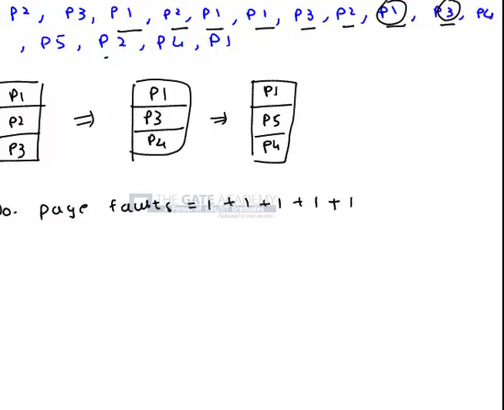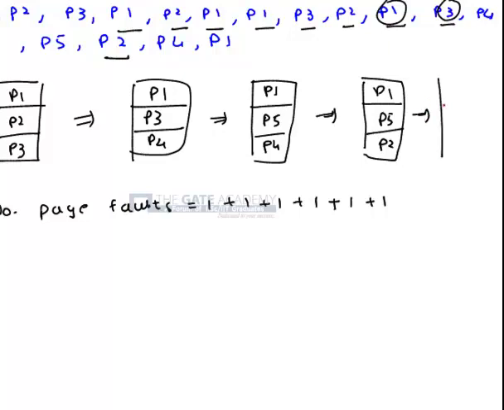Now next is P2, which is not there, so we replace P4 by P2, and increment the page fault. Now next is P4, which is also not available, so we replace P1 by P4. And increment the page fault.